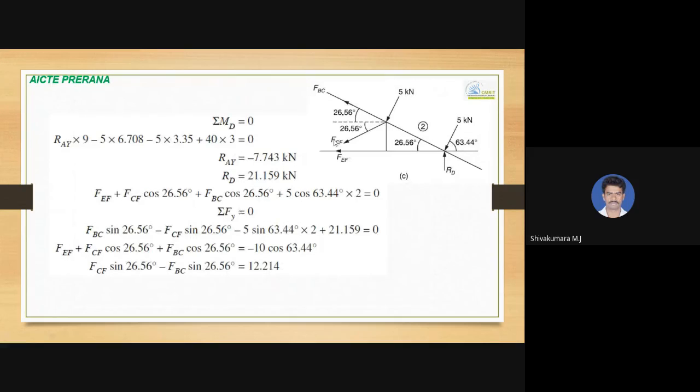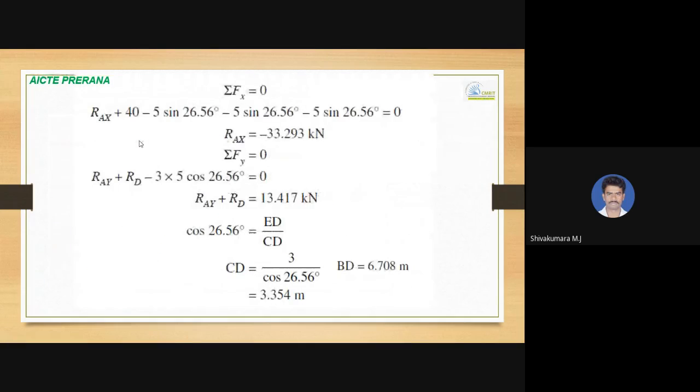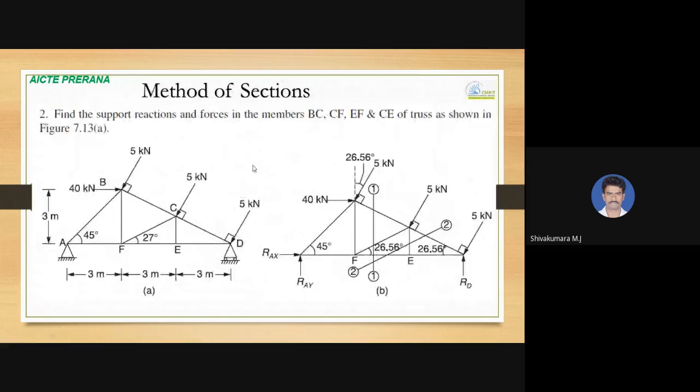and how to determine the member forces. Okay. See here, we can take a moment about D. If you take a moment about D, RAY into 9 minus 5 into 6.708. So this 6.708 is the distance from B to D. Half of that, 3 point something, will come.